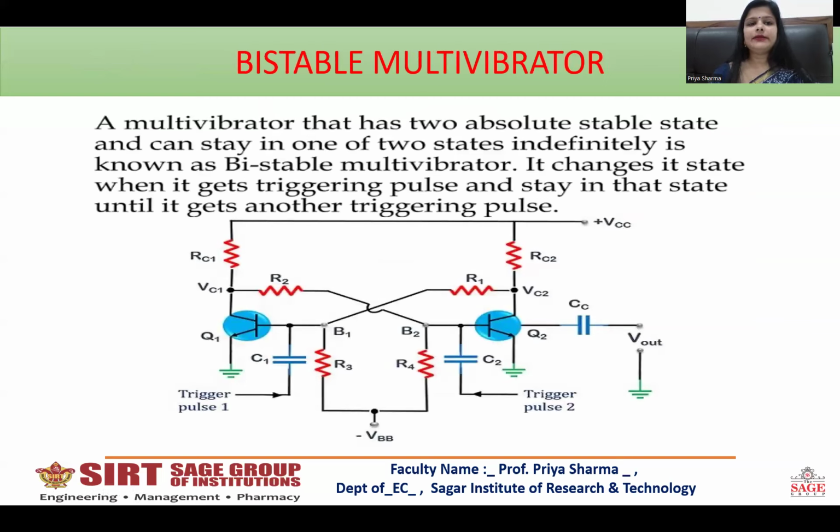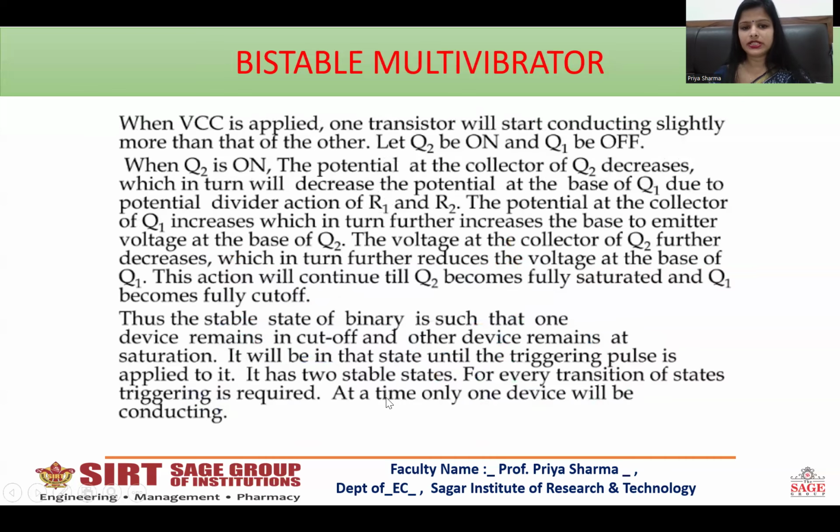Then the bistable multivibrator: a multivibrator that has two absolutely stable states, and can stay in one of the two states indefinitely, is known as a bistable multivibrator. It changes its state when it gets a triggering pulse and stays in that state until it gets another triggering pulse. Next, again, little changes have created a bistable multivibrator. Both the capacitors are used at the inputs of the transistors, and resistor positions have also been changed from earlier. The operation has been shown here.